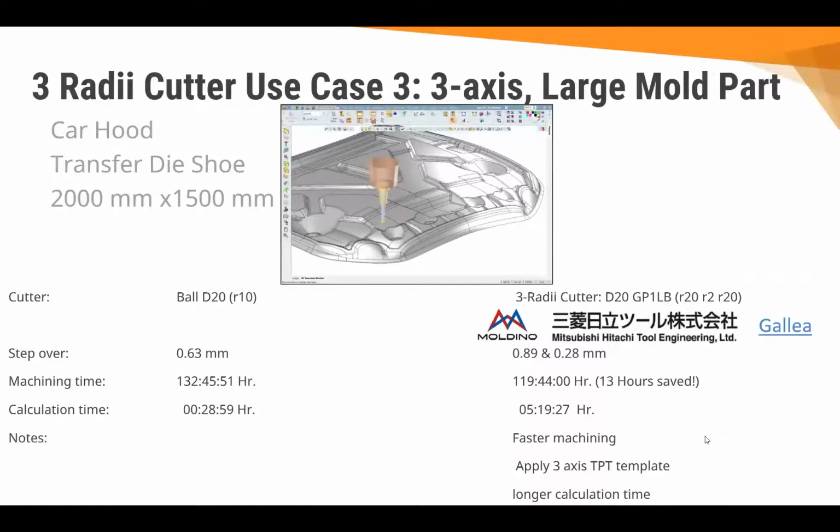Now, the major advancement is on really big molds. You can see here that we have a much similar step over count, but we can see the machining time is 13 hours better with a 3 radii cutter. The calculation time is much higher, but overall we are still saving time on the machine, which is where we want to be saving time, where we're going to be saving money as such.